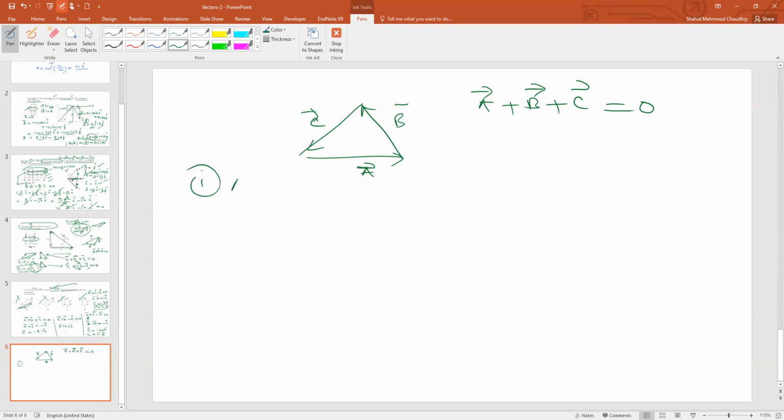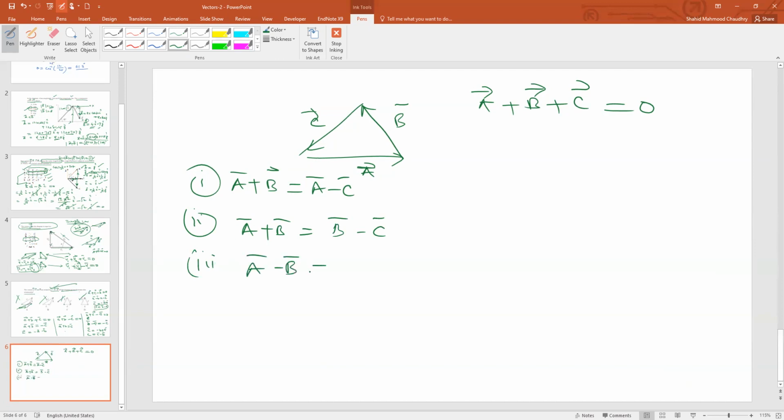Now the statements are what? Number 1, A plus B is equal to A minus C. Number 2, A plus B is equal to B minus C. Number 3, A minus B is equal to 2A minus C. Number 4, A minus B is equal to 2A plus C. Now, these are the options. The question is, which one is correct?